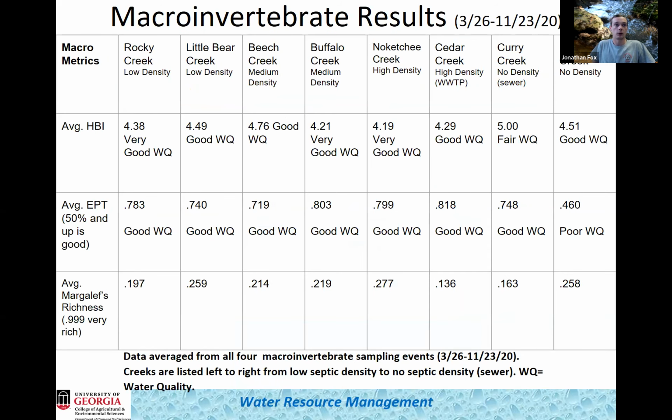So these are my macroinvertebrate averages. These are all of the metrics that I used, and these are an average of all the sampling events that took place from about late March to late November of 2020. As you can see, pretty solid numbers on the EPT. Hilsenhoff is pretty good. Curry Creek right there, the one that flows through downtown Jefferson, was always the nastiest and therefore had the worst average numbers for that. And the bottom number is really what gets me, this diversity. Such low richness for each of these creeks, and especially some of the more polluted creeks. Cedar Creek, the wastewater treatment plant creek, had some of the worst diversity I've ever seen.